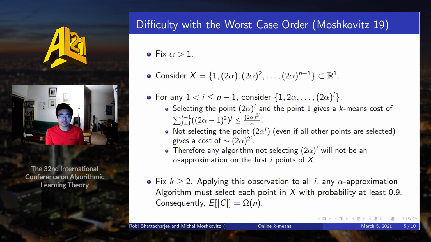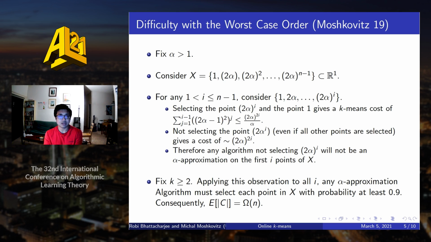Formally speaking, Moshkovitz showed that any alpha approximation algorithm must select in expectation n points, since each point must be selected with probability 0.9. So 0.9 n, which is just omega of n. So this is the difficulty. Our job will be to add a little bit of nuance to the worst case analysis. While this data set is intractable, it turns out that most data sets aren't quite this bad. And in this work, our main contribution is coming up with a way to characterize what makes a data set difficult to cluster in the no substitution setting and what kinds of data sets are more tractable.